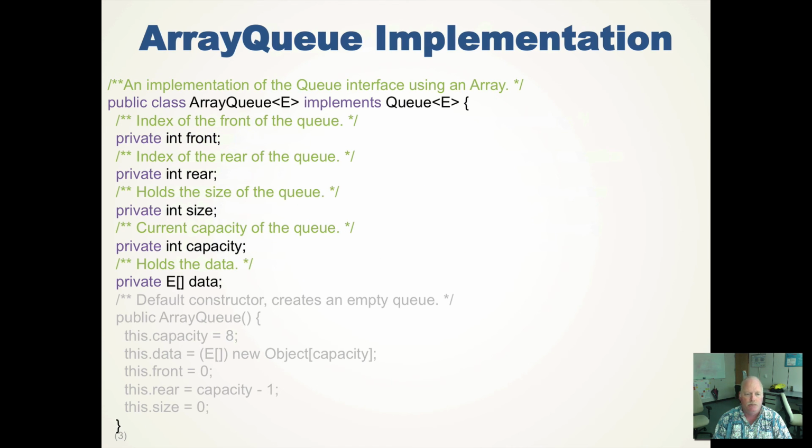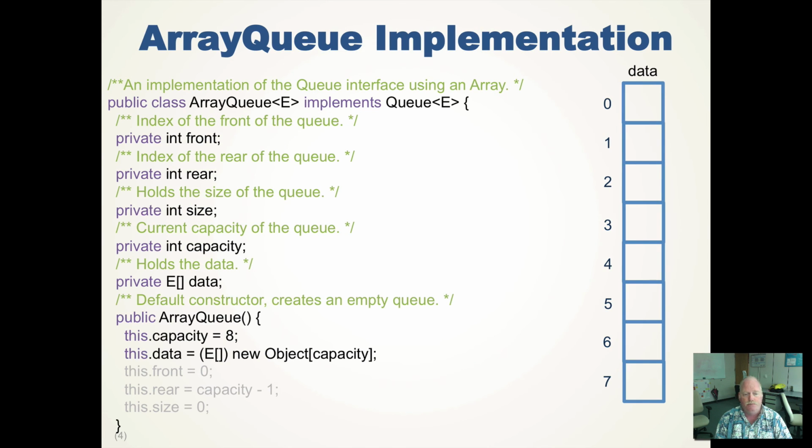This implementation is going to be an array-based implementation, so we need to keep track of the front index, where in the array is the front of the queue, and where in the array is the rear of the queue, so that's the index of the rear item. The size, because as you'll see shortly, it's pretty complicated to figure out how big the queue is without keeping track of the size. We keep track of the capacity to make it easy on us to know when we're full, because we can say size is equal to capacity. And then we have our data array, which holds the items.